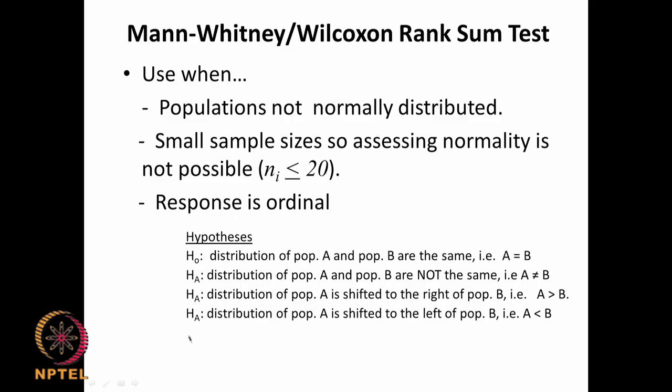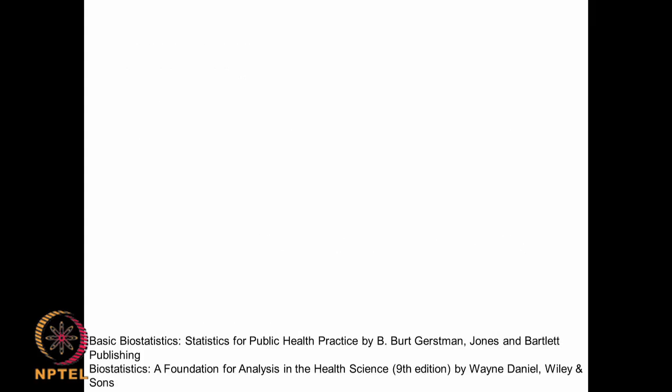The HA, the alternate hypothesis, could be one of them, right. A is not equal to B, that means population A and population B are not the same, or population A is larger than population B, that is A greater than B, or population A is less than population B, that is A less than B. So, these could be the various types of alternate hypothesis, and this could be the null hypothesis, just like the previous parametric based test actually.